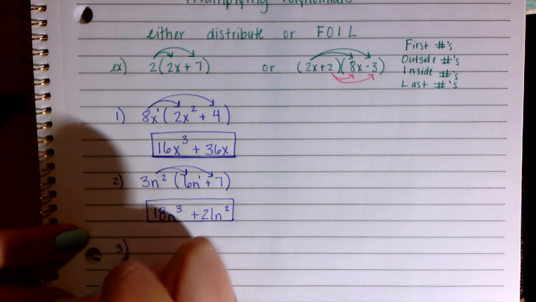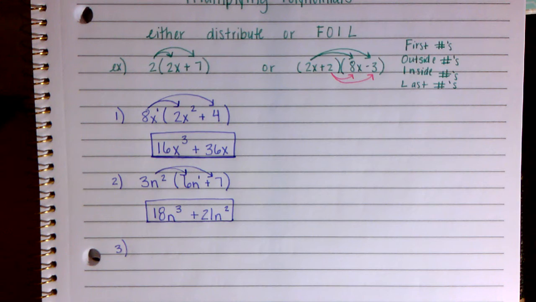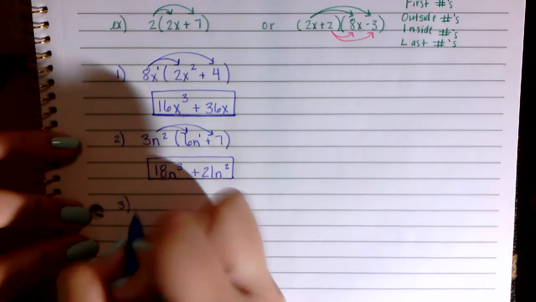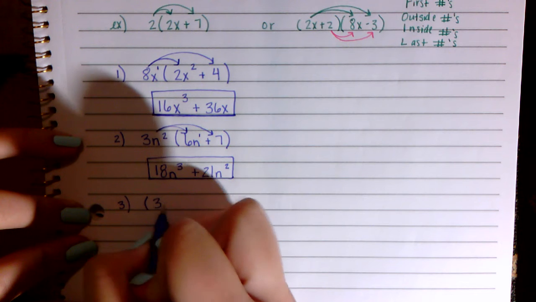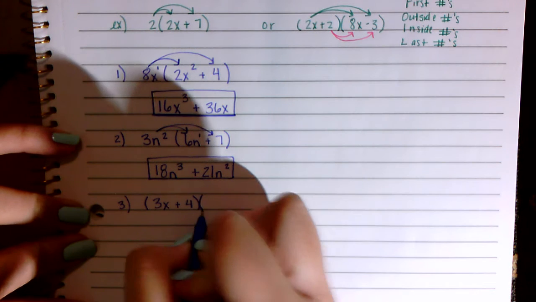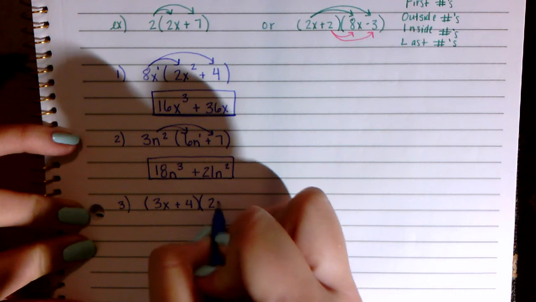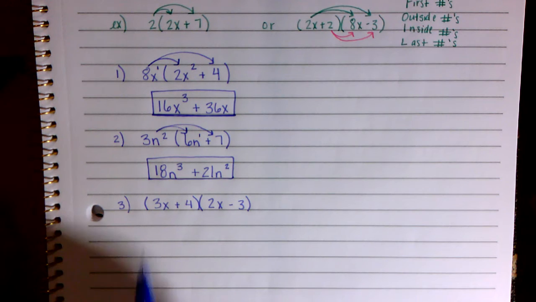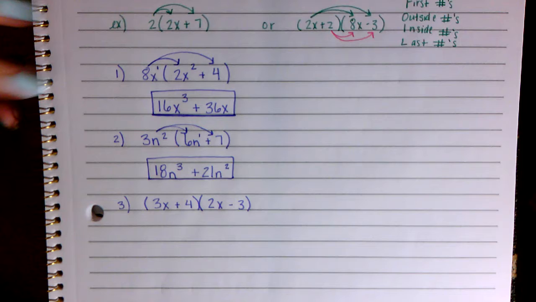Now let's do one that's got more to it, a little more oomph to our problem here. Let's do 3x plus 4 times 2x minus 3. Okay, so now we have multiple terms in both sets of parentheses here.